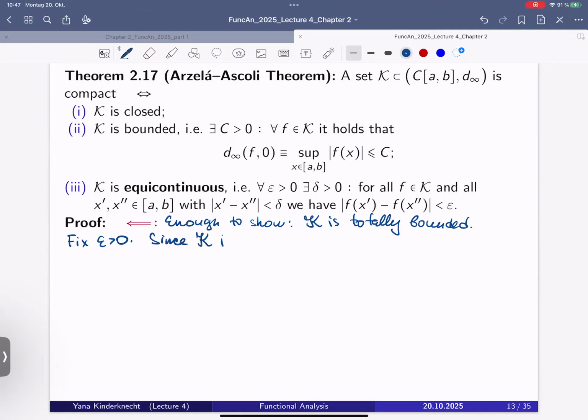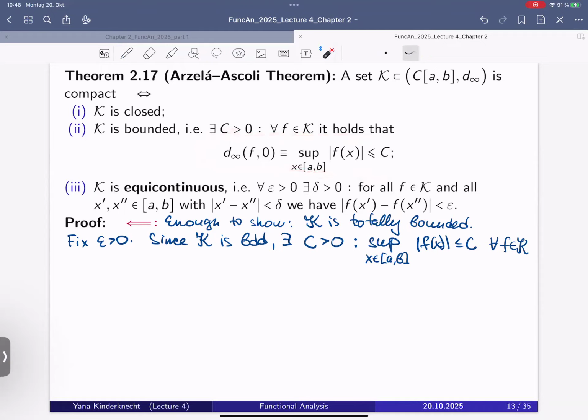Since K is bounded, there exists some constant C positive, such that the set K is a subset of a ball with radius C and center in 0. This means that the supremum over all x in the interval from A to B of the absolute value of f of x is smaller or equal to C for any f in K. So we have it. It is actually written here, but I have written it once again. So we remember this C.